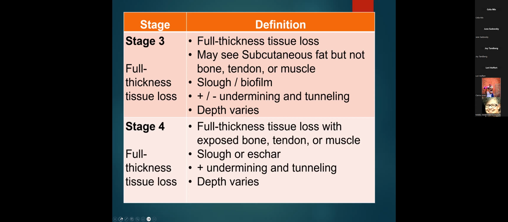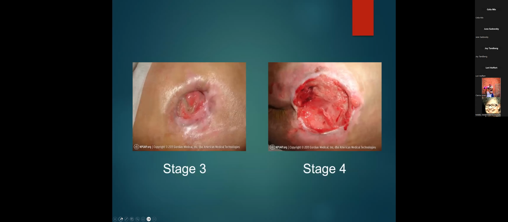And stage 4 is basically down to bone. And so you'll find undermining and tunneling. It's very similar to stage 3, but just obviously more progressive. So I think we have a slide of what those look like. Next slide, please. Yeah, so stage 3, full thickness. In stage 4, you can kind of see the undermining at the 11 o'clock position there.